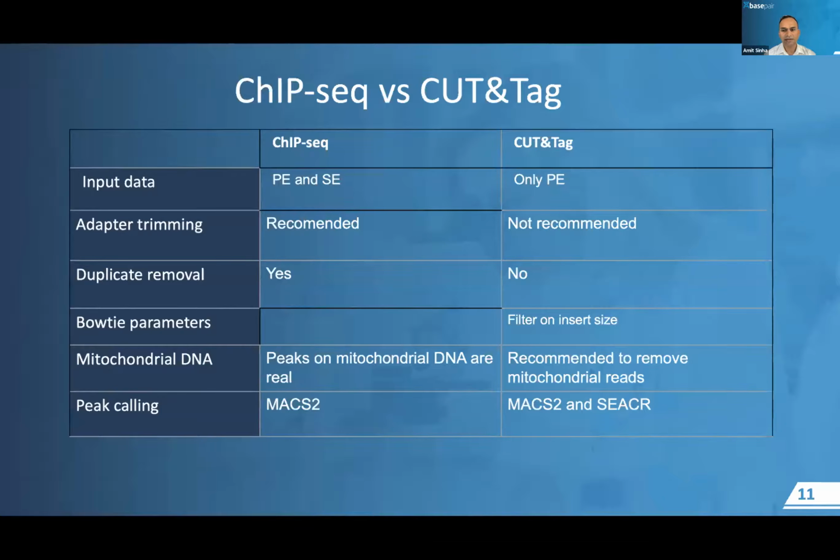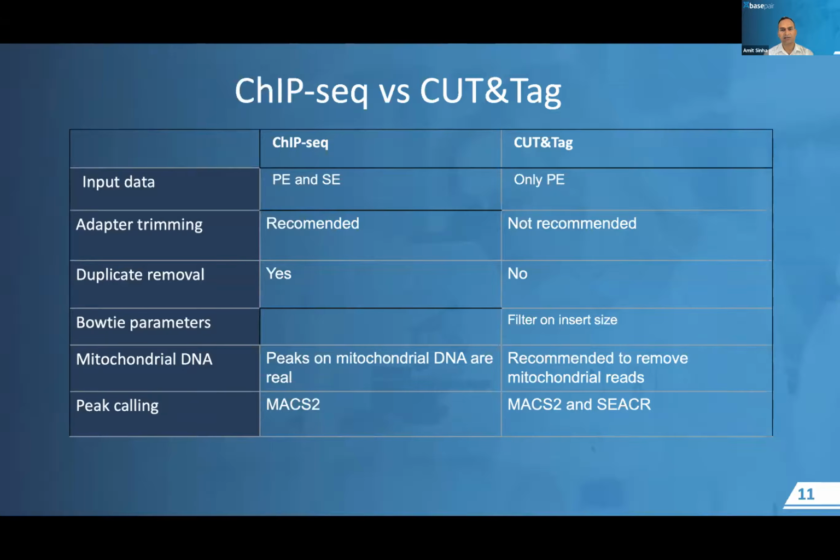So now looking at some of the differences between ChIP-seq and CUT&Tag analyses. Overall, the process is very similar, and most of the steps we just saw are the same between both of these assays. The few differences are that, starting with the data itself, ChIP-seq is able to work with even single-end data, whereas CUT&Tag is only recommended with paired-end data. And adapter trimming is often not recommended because we use the insert size filter, which we'll talk about in a second. And the same applies for duplicate removal.